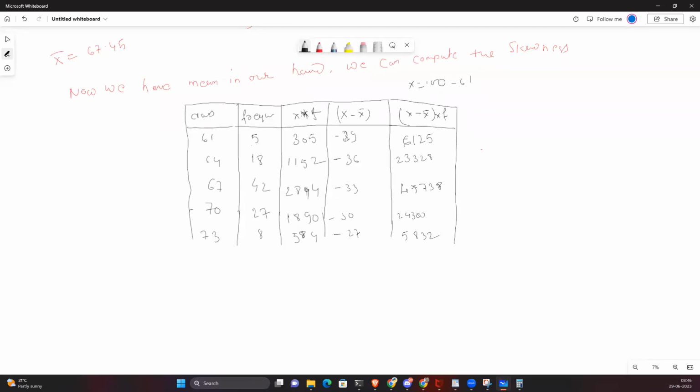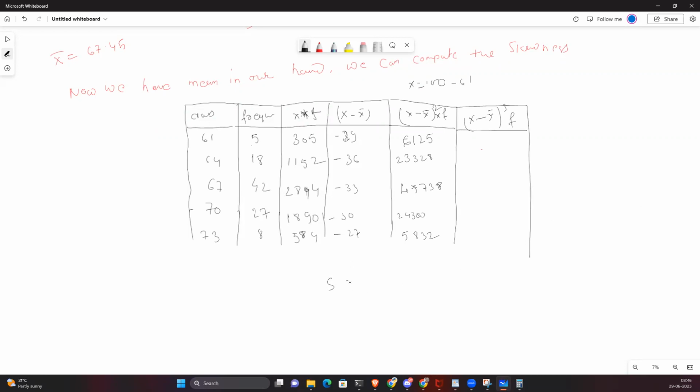Now we understood these things. Now we have to create a cube as well. I think there is one more cube. This is in the square. Similarly, let me do one more time: x minus x bar, the whole cube into f. What will be the result? And then finally we have to sum it up and calculate the skewness.